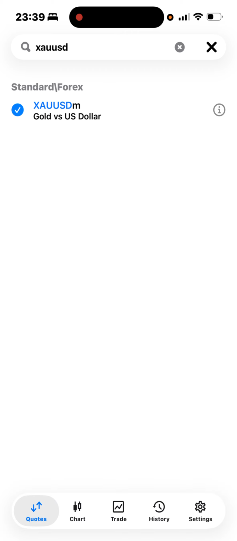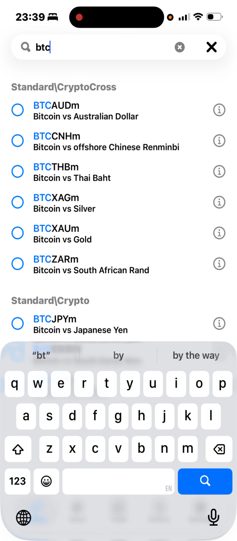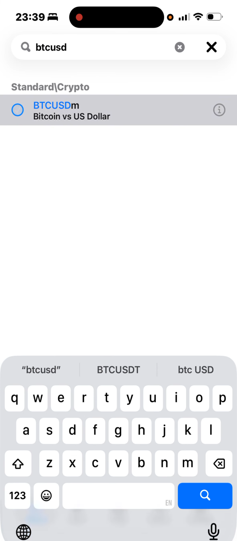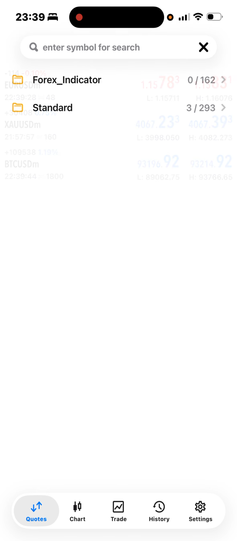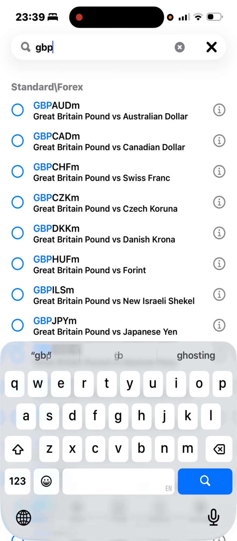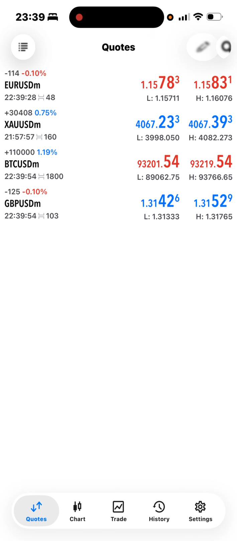USD, okay. Then you search BTC USD, okay. Then you search GBP USD. Okay, let's go. So now we've added all this to our quotes. This is going to be like our watch list.